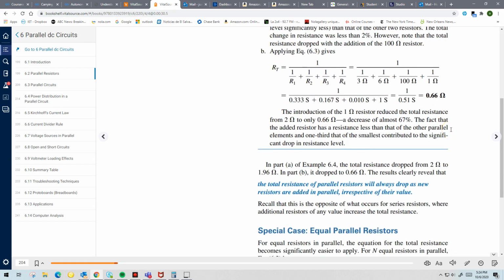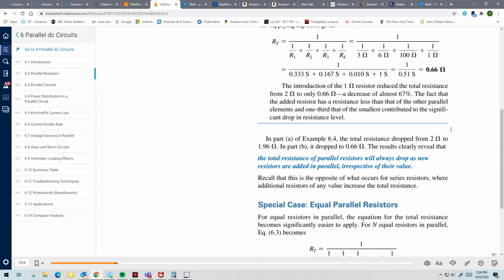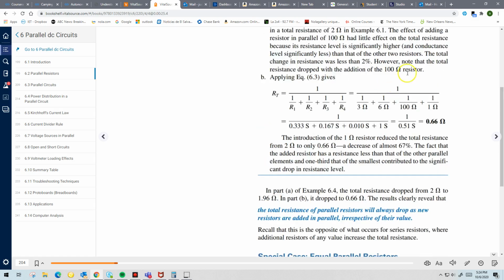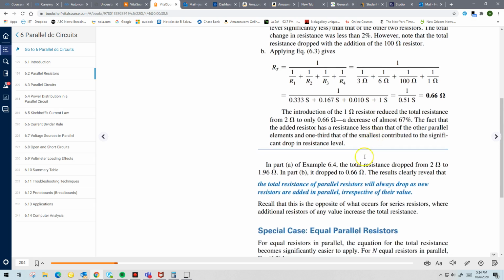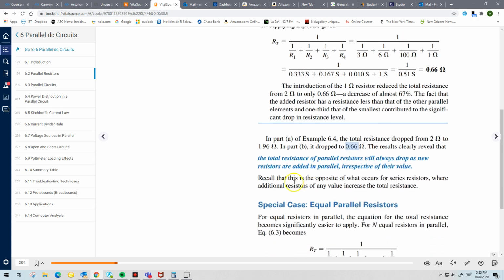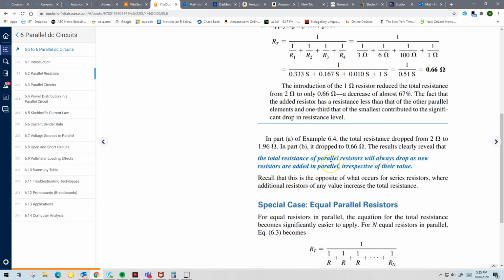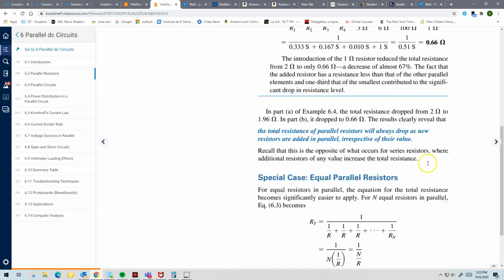So the total resistance dropped from 2 to 1.96 when adding the 100 ohm resistance. But when we add the 1 ohm resistance, it went to 0.66. So the total resistance or parallel resistance will always drop as new resistors are added in parallel. It doesn't matter what the value. We know it's going to drop, but by how much depends on the value.